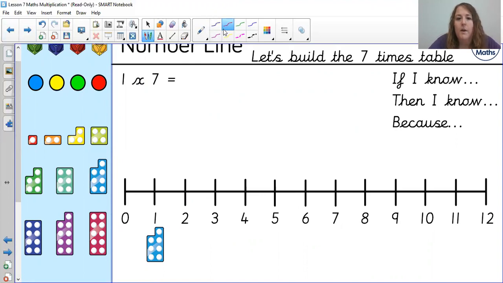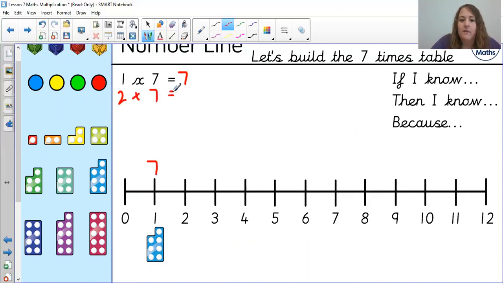So I'm going to grab one colour, my red colour first of all to start. So if I know what is 1 times 7? So I know that one lot of 7, one group of 7 is 7. So I can pop that straight down on my line. Hopefully then you're already saying back with me, if I know 1 times 7, then I know 2 times 7.